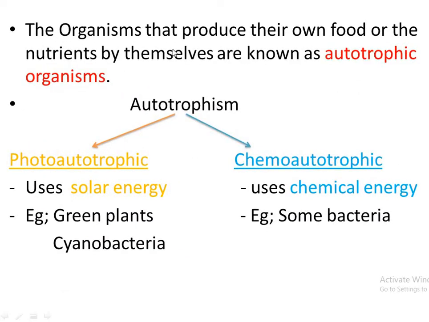Organisms that produce their own food, their own nutrition by themselves, we call autotrophic organisms. If the organism produces the food they need by themselves for themselves, you call them autotrophic organisms. Now autotrophism is divided into two categories. They are photoautotrophic and chemoautotrophic. Photoautotrophic organisms are organisms that use solar energy. They use the energy obtained from the sun to produce their own food. Green plants and cyanobacteria are examples of photoautotrophic organisms.